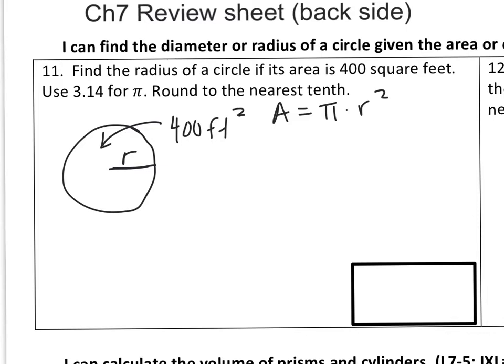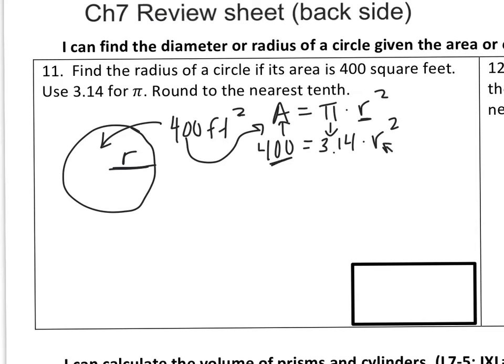We need to put the 400 in for the area. You might call that the answer, but it's just the area that this circle is covering. And now we have pi. Let's put in what we know, 3.14. And we don't know what the radius is. We're trying to figure that out. Again, usually they give you this and ask for this. Instead, they're giving you this, and now they're asking you what that r is going to be.